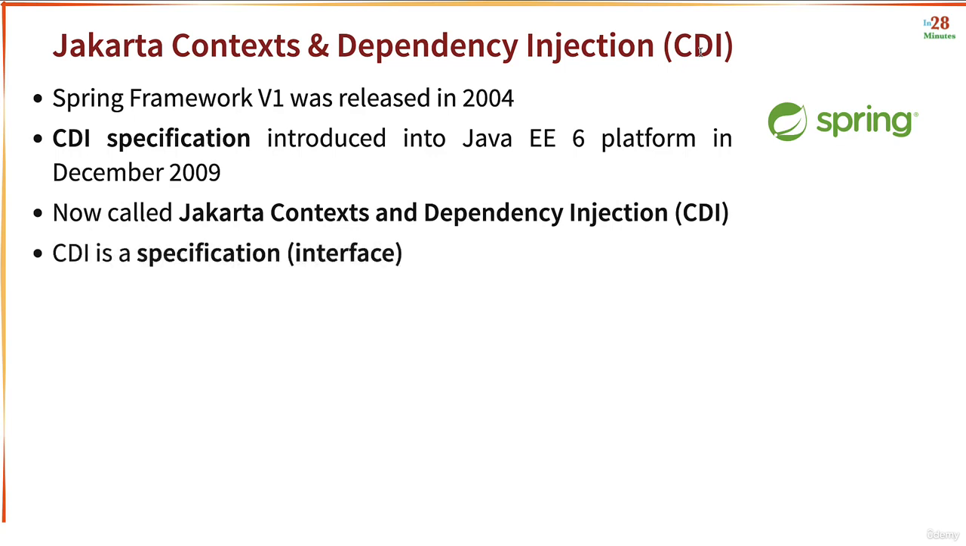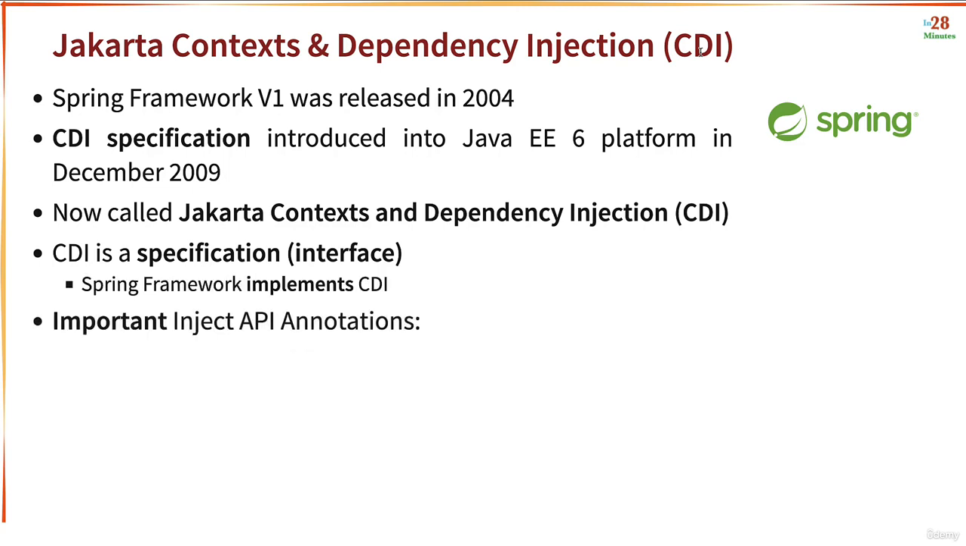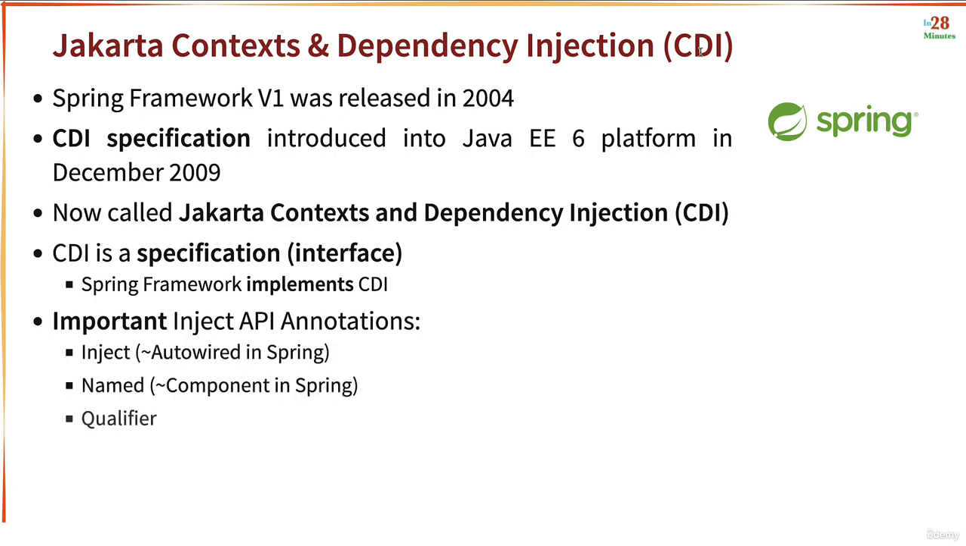CDI is a specification, it's an interface. There is no implementation that is present in CDI. Spring Framework implements CDI. As part of CDI, there are a few important API annotations which are defined. For example, inject, named, qualifier, scope, and singleton. These are all supported by Spring Framework as well.